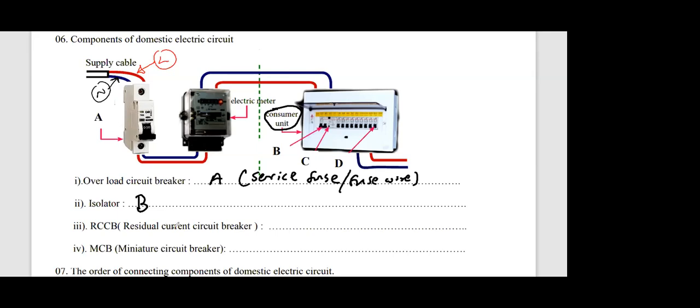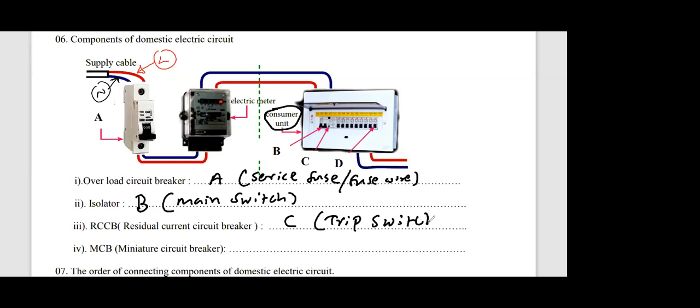The trip, I mean trip means RCCB, with the next one. So what is the other term used for the isolator? Isolator is also known as main switch. Next one, RCCB. What is RCCB? The trip switch, that is C here. RCCB, we call it residual current circuit breaker. Whenever there's a leakage of electricity from your house, this goes off, disconnecting the supply completely. So within bracket, this is called the trip switch.